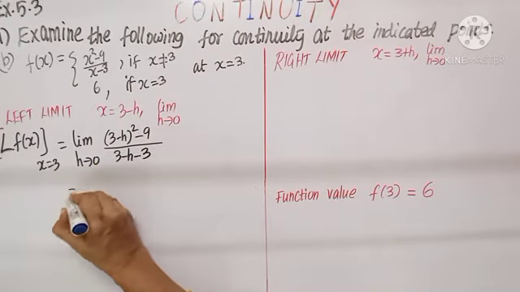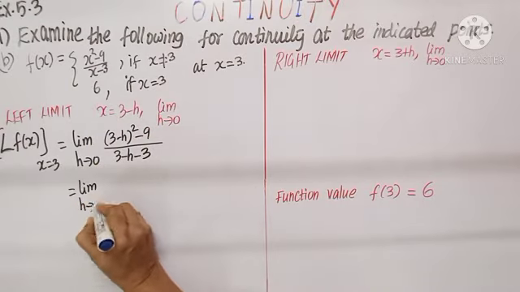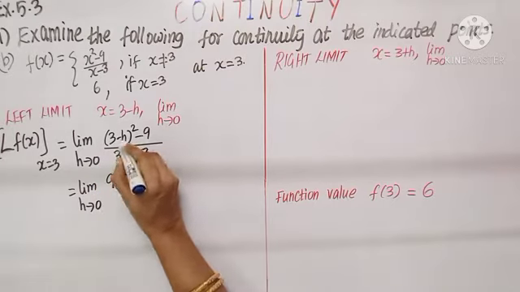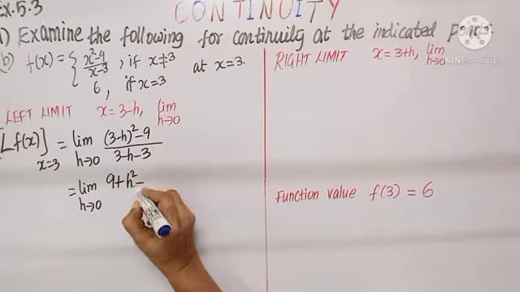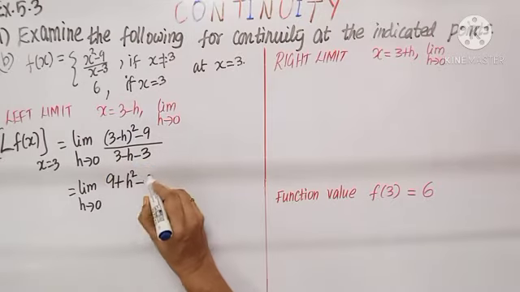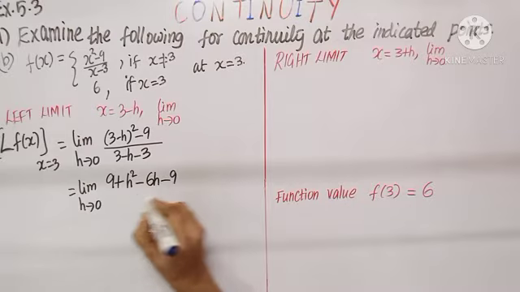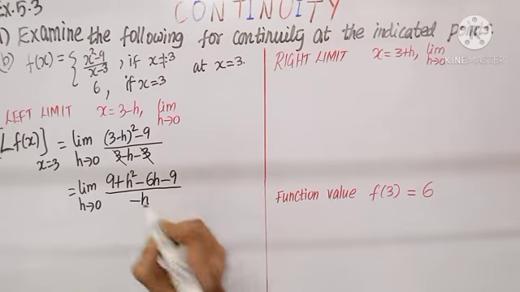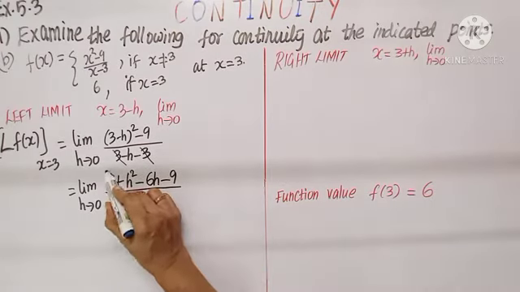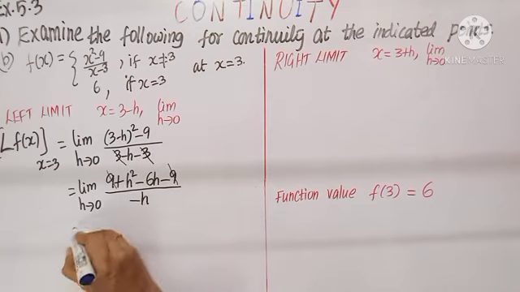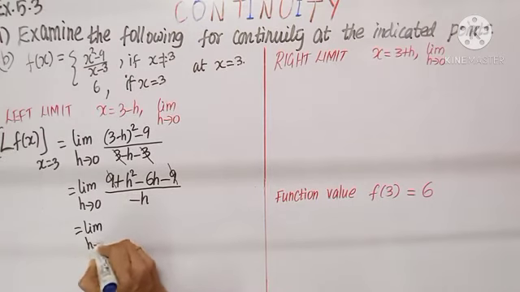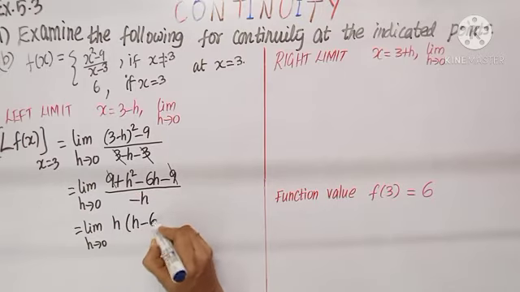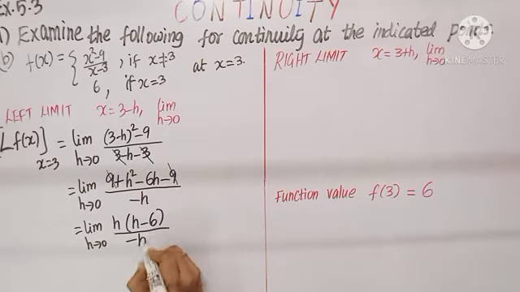The next step, expand it. It is (a minus b) the whole square: a square plus b square minus 2 into 3 into h, 6h, minus 9, divided by minus h, since 3 and 3 cancel. 9 and 9 cancel. In the numerator, h is common. Taking it out, we have h (h minus 6) by minus h.